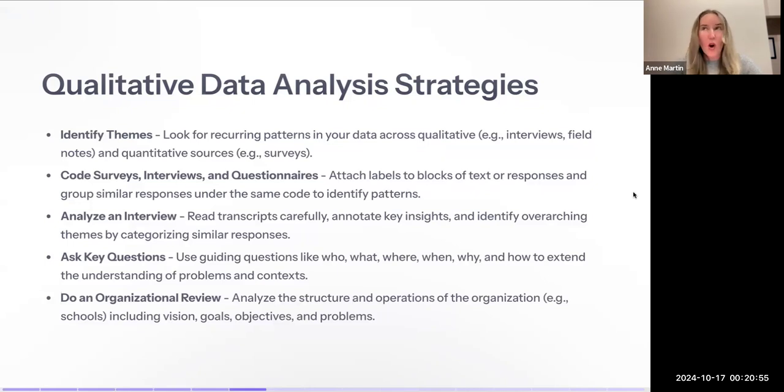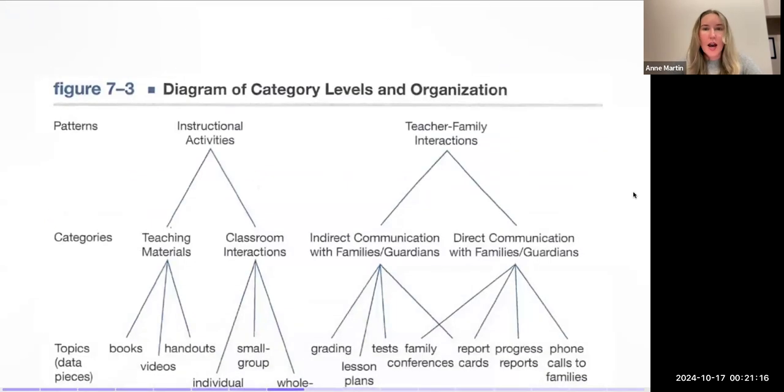patterns. You can also ask questions about the data when engaging with it, to help you make sense of what is there. An organizational review to look at different functions of a particular organization or theme. And then, of course, concept maps. This diagram is showing you about how coding can happen. So here on the bottom, these would be the codes.